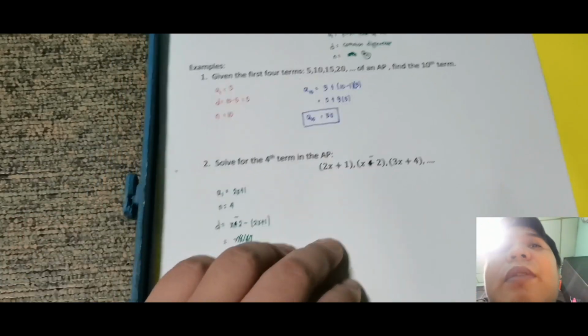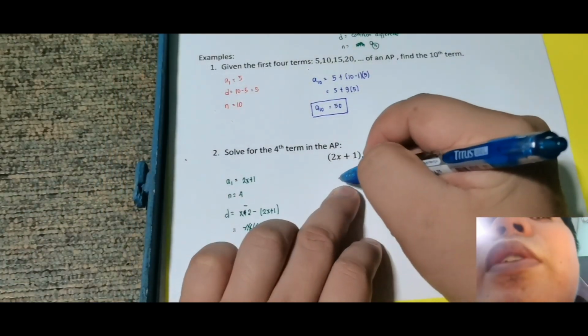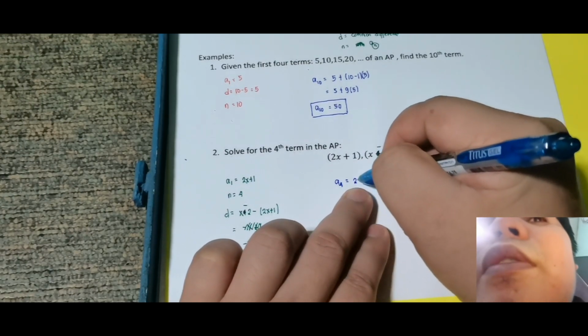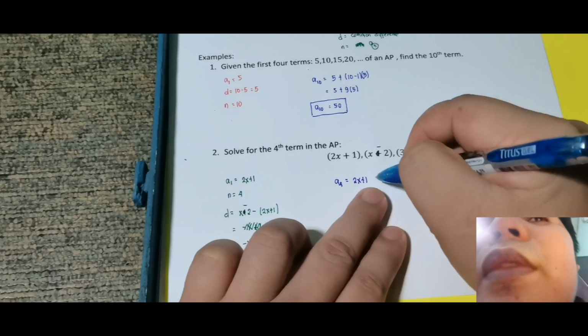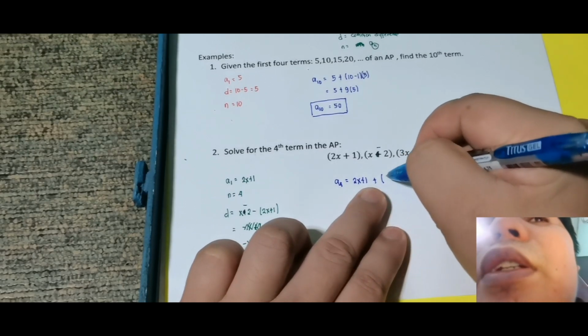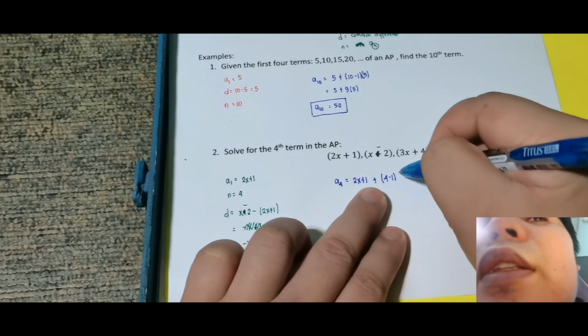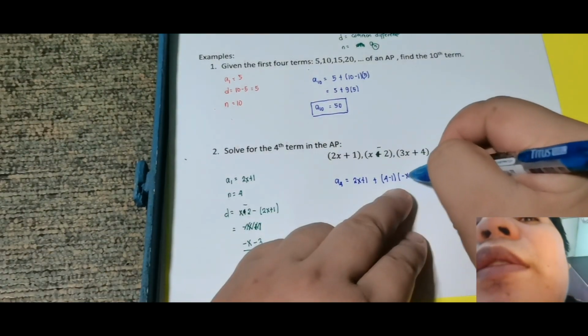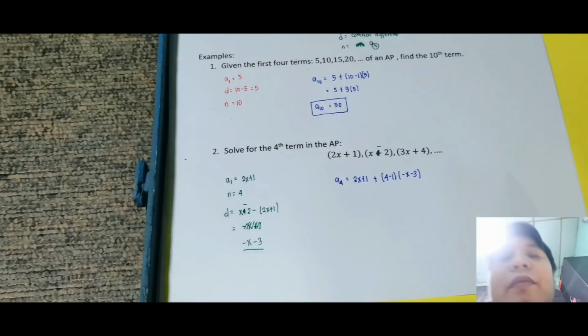What we are looking for is a sub 4 because it is the fourth term. So a sub 4 is equal to a sub 1. What is a sub 1? 2x plus 1. Then plus n minus 1, which is 4 minus 1 multiplied by d. What is d? That is negative x minus 3.